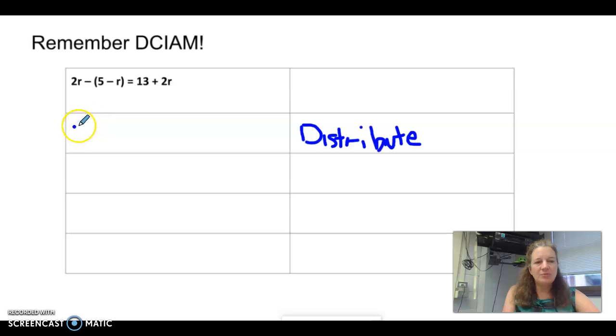So I'm going to multiply through on that parentheses. Well, remember, what's there? It's kind of like a 1, right? -1 times 5 is going to be -5. -1 times -r is going to be +1r. And that's equal to 13 plus 2r.